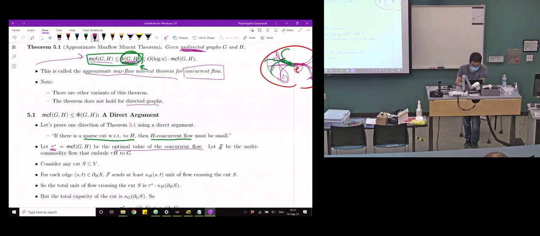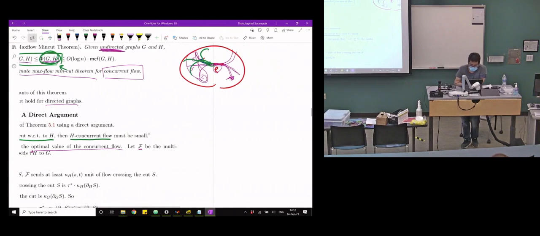And let's say that F is the maximum flow. Okay. Sorry, I'm actually a little confused though. I thought this phi of G, H had something to do with weights. Like you were looking for the minimum cut metric or something.